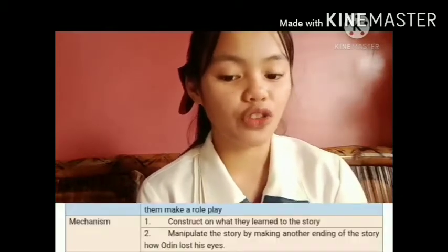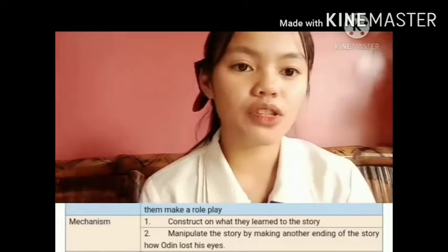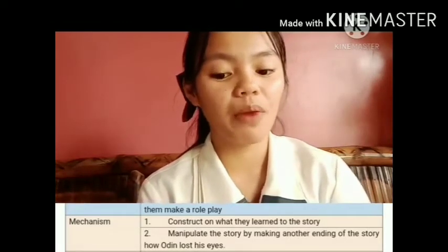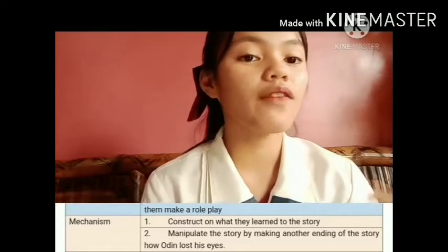So the fourth is mechanism. They will practice to show confidence and proficiency in doing the skills. They will construct what they learn and manipulate the story by making another ending of the story.